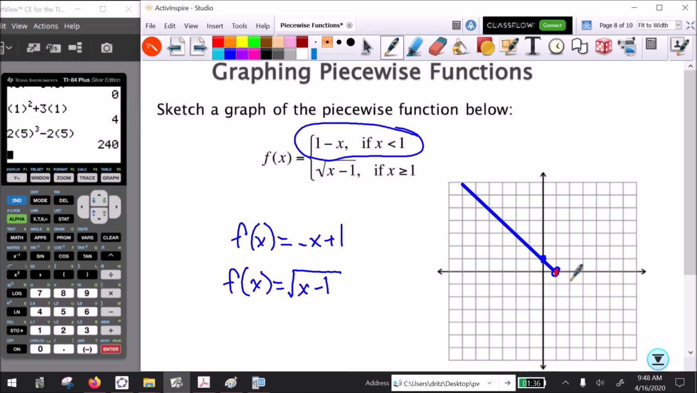Now let's put in 2. 2 minus 1 is equal to 1, and the square root of 1 is 1. If we put in 5, for instance, 5 minus 1 is 4, and the square root of 4 is 2. So if I go over to 1, 2, 3, 4, 5, my output is 2. And that's enough points for me to make this graph.